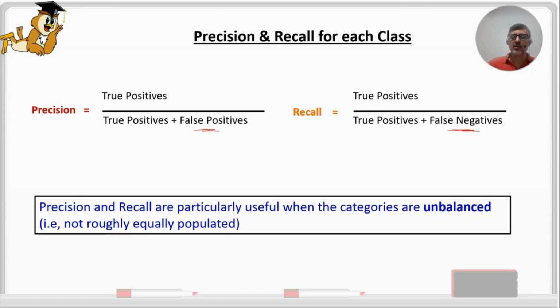Okay, good point, an important point I want to make here. Precision and recall are particularly useful when the categories are unbalanced, that is, not roughly equally populated.